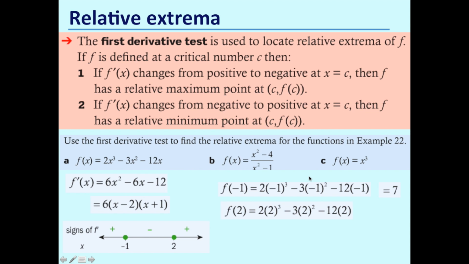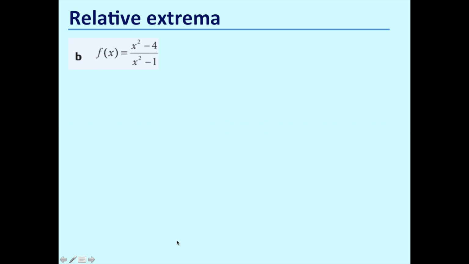So f of -1 is 7, f of 2 is -20, so we have a relative maximum at (-1, 7) and a relative minimum at (2, -20). The second one, part B, we're going to use the quotient rule to differentiate, and we can see here that if we set this equal to 0, either this equals 0, in which case x equals 0, or this equals 0, in which case x equals plus or minus 1.